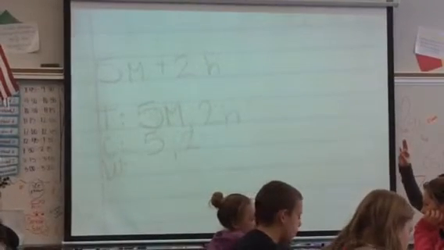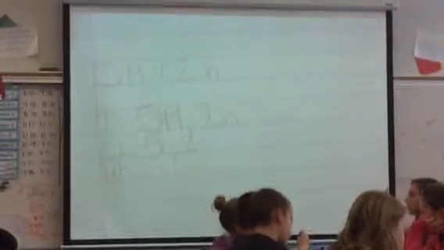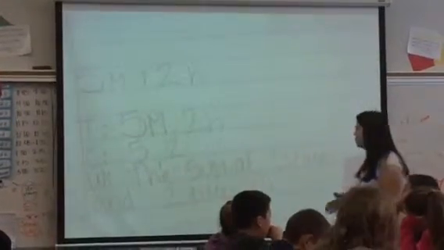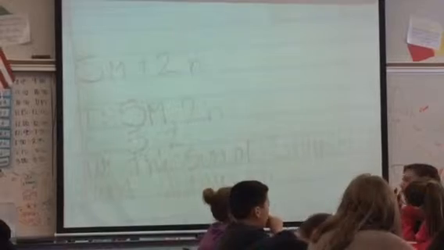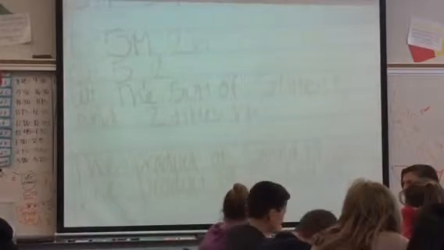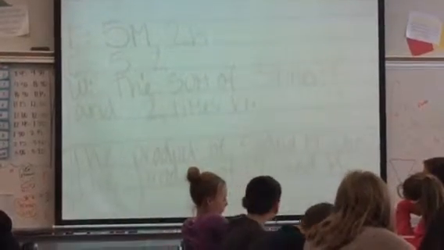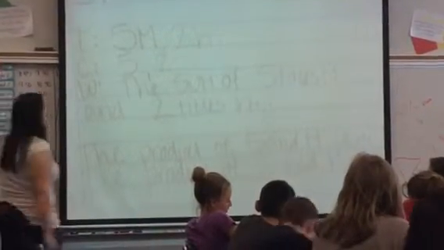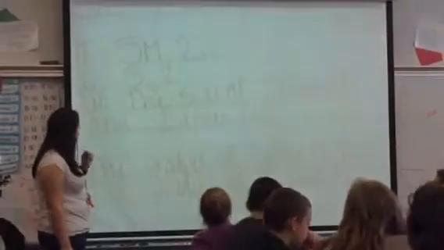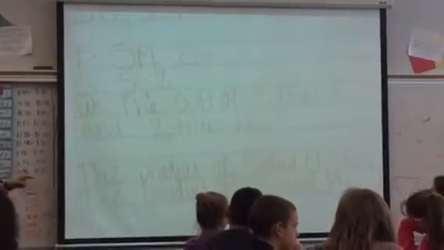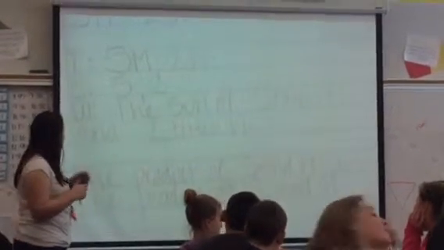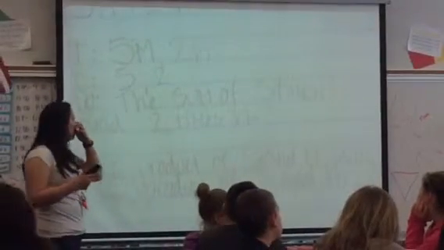Okay, I need all eyes up here in 3, 2, 1. Okay, so it is the same expression, and this is what I came up with. Just because I came up with it doesn't mean that the one you came up with is wrong. There are 2 that I came up with. I have the sum of 5 times m and 2 times h. And I also have the product of 5 and m plus the product of 2 and h. Either of them is acceptable.